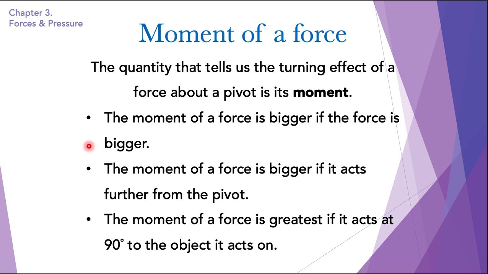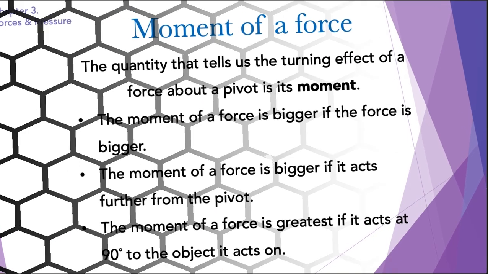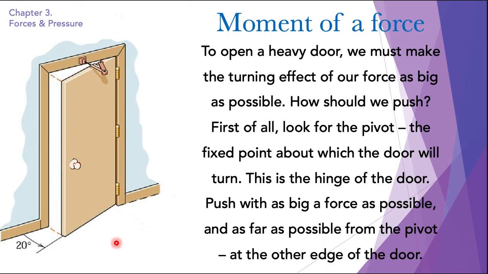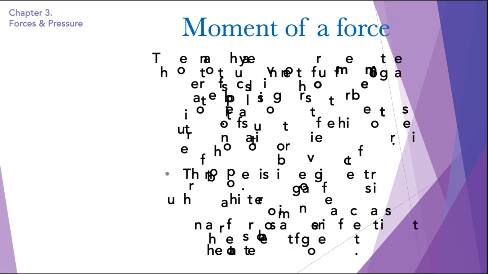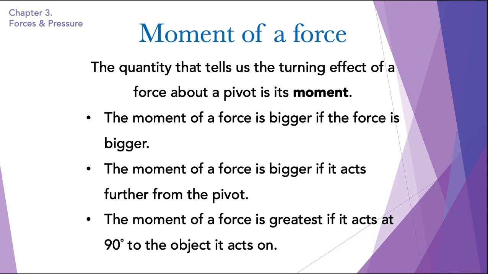First point. The quantity that tells us the turning effect of a force about a pivot is its moment. So what this basically is trying to say is that the force we applied on this door was a force that led to a turning effect. So the quantity of the turning effect of this force that we applied on the door is its moment. In simple words, we call this turning effect force a moment.